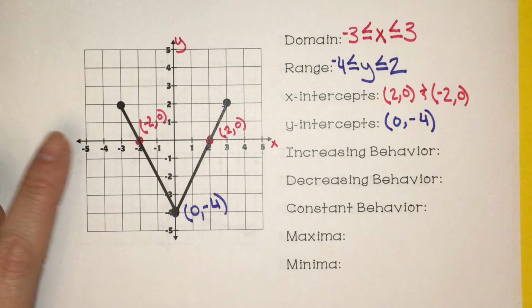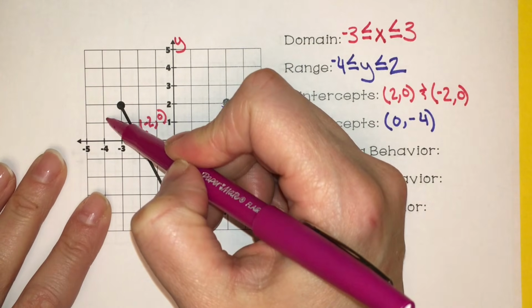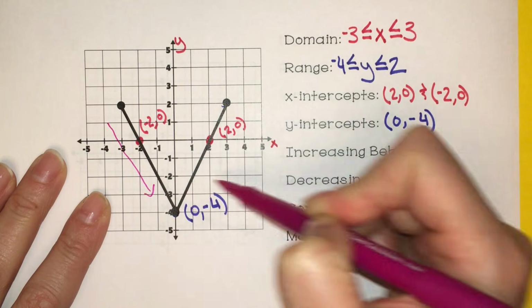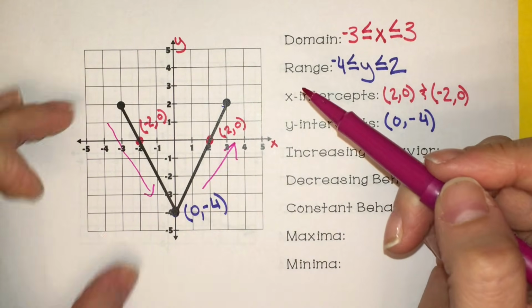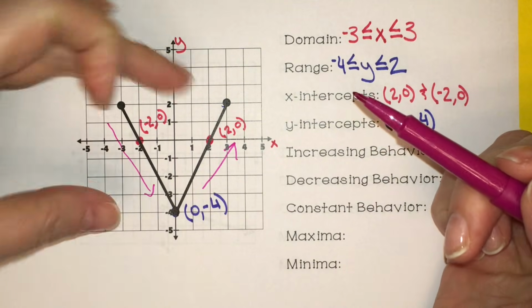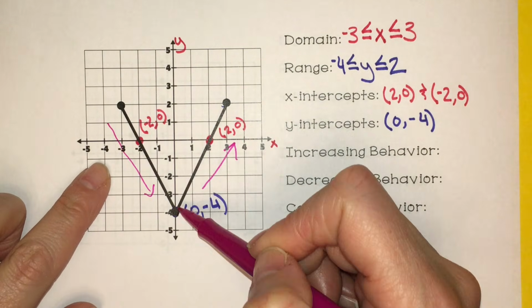All right, so now I'm going to look at increasing and decreasing behavior. I'm just going to look at my graph going left to right. And I'm just going to say, as I'm going left to right, it's going down here and it's going up here. Between these 2 points, it's going down. Between these 2 points, it's going up.